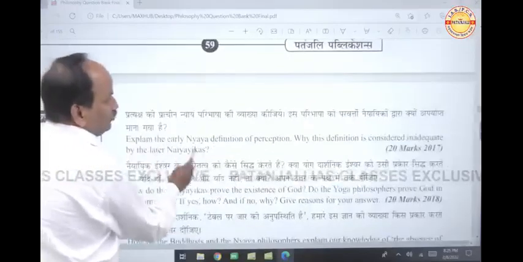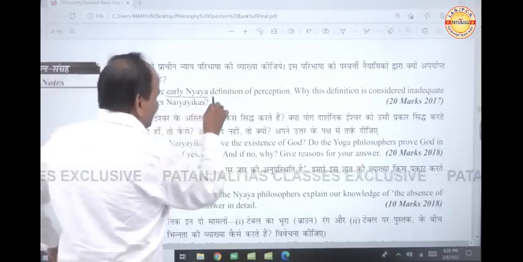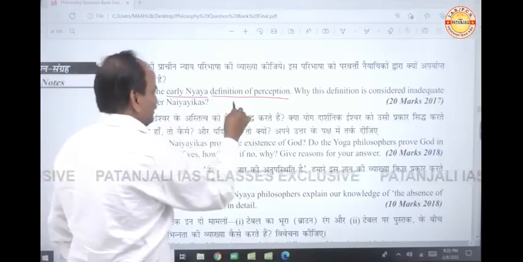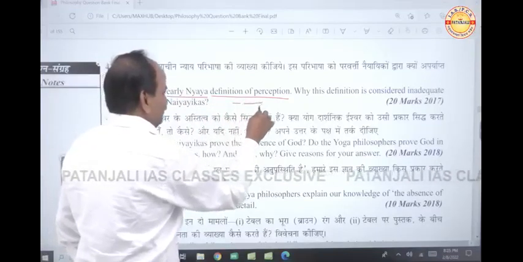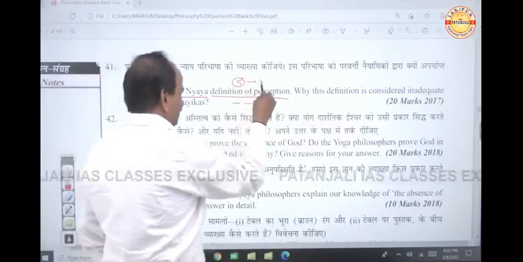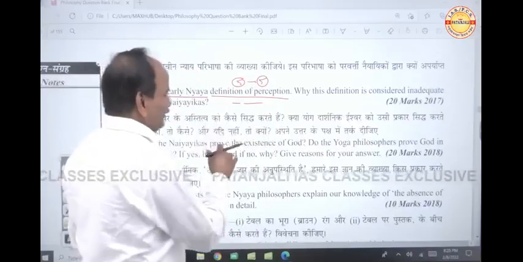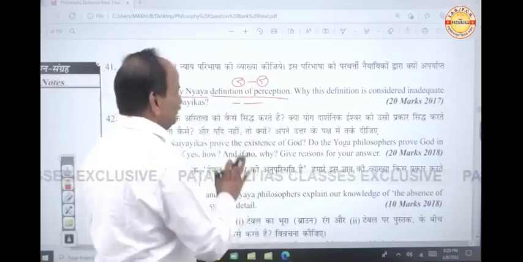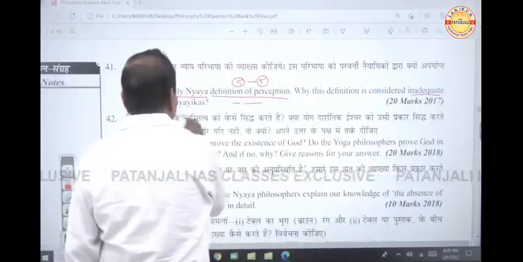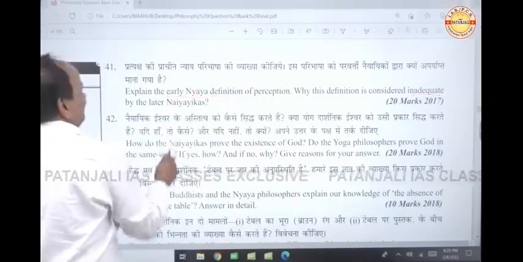In 2017 one question was asked: explain the early Nyaya definition of perception. Early Nyaya, old Nyaya, its definition of perception: indriyartha sannikarshotpannam jnanam avyapadeshyam avyabhicharii vyavasayatmakam. It will be for 5 marks. Why this definition is considered inadequate by the later Naiyayikas. So we are going to write this one. We have discussed so far the old Nyaya or early Nyaya.